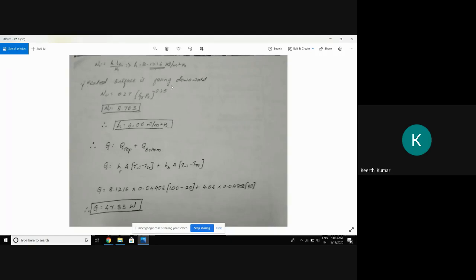If the heated surface is facing downward, means if the plate is heated at the bottom, you should use this equation: Nu is equal to 0.27 times Grashof Prandtl number to the power of 0.25 for a laminar flow. So if I use this, I'll get one more H value. So this is the H value if the heated surface is at the top. The H value is this if the heated surface is at the bottom.